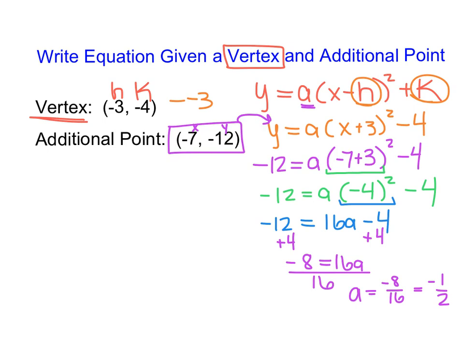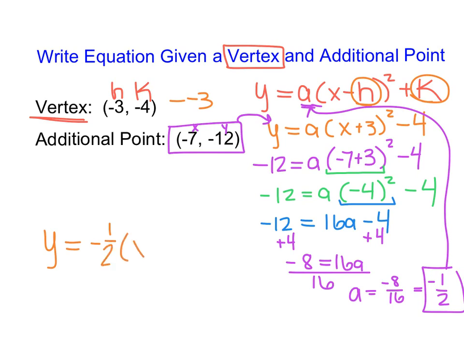So I can take my a value now, and I can substitute it into my vertex form equation. So I end with a vertex form of y equals negative 1/2 for a, x plus 3 for the opposite of h squared, minus 4 on the outside.